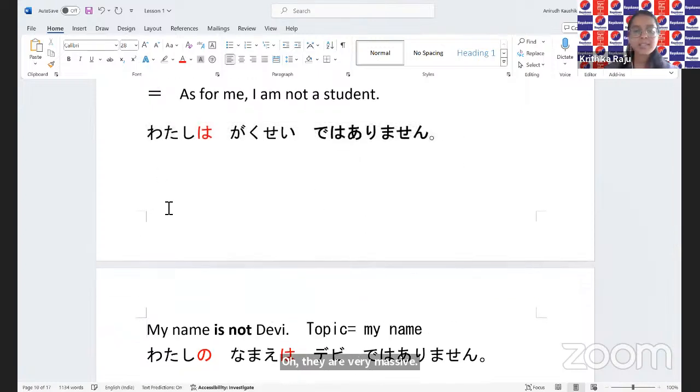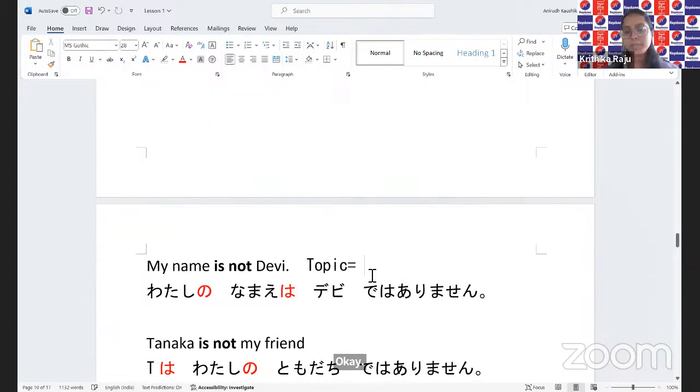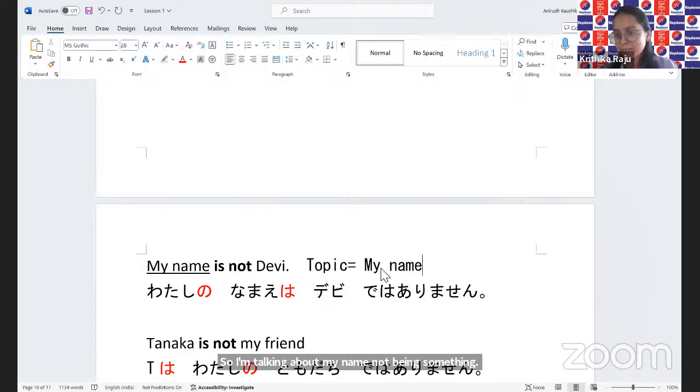Let's look at the next sentence. Now, think about this carefully. My name is not Devi. I want you all to think about what the topic of this sentence is. My name is not Devi. Name is the topic. Just name? My name. Yes, my name. Correct. So I am talking about my name not being something. So the topic is my name. How do you say my name?